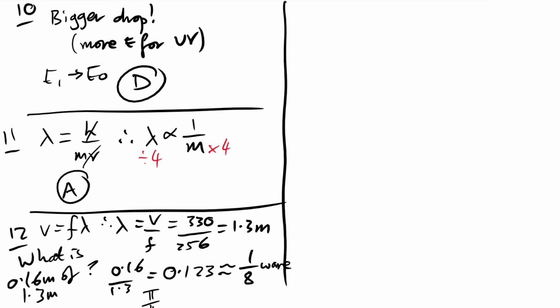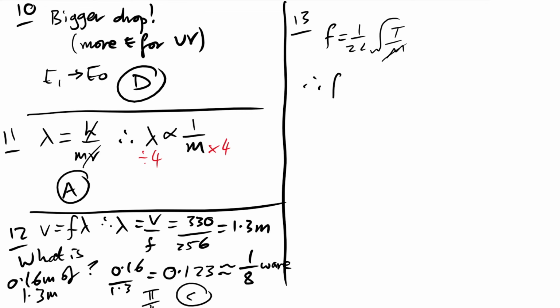So therefore there's going to be a quarter of pi. First harmonic on a string. Let's get our equation out. F equals 1 over 2L root T over mu. What's changing here? The length and the tension are both doubled. Okay, so that's staying the same.